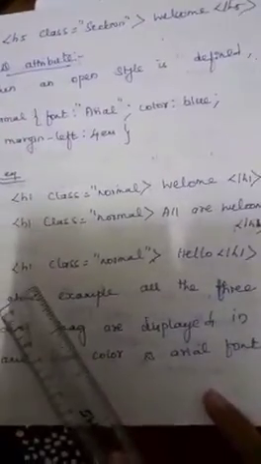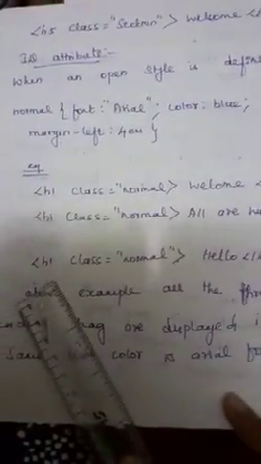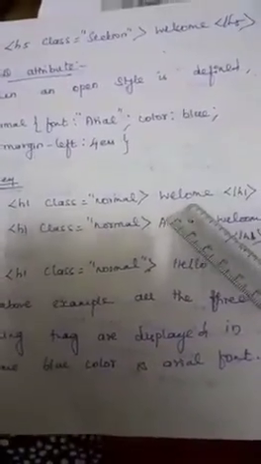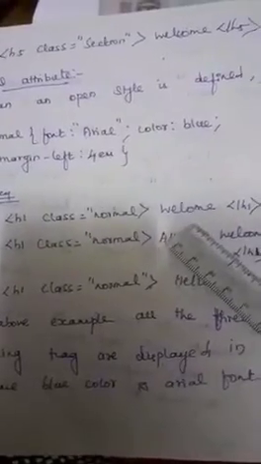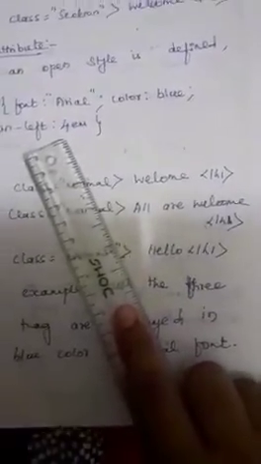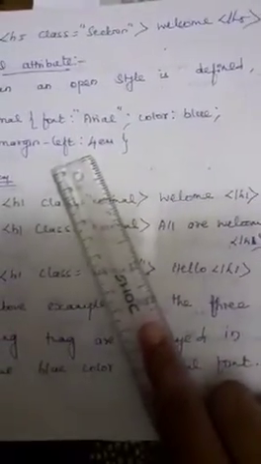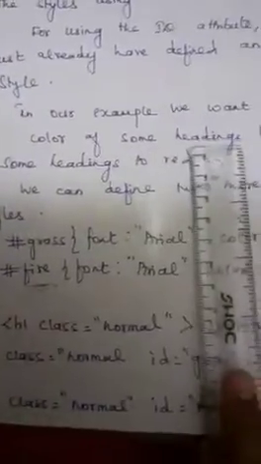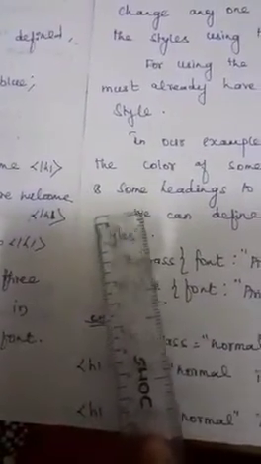This is called multiple style, but here what is the use of the ID attribute? If you need to change any one particular attribute, it is done with the use of the ID attribute. Here if we run this example, all three texts are displayed in Arial font, color blue and margin 4 em. If you want to change any one of the texts to another color, for example we want to change the color of some headings to red, some to green, this is done with the use of the ID attribute.